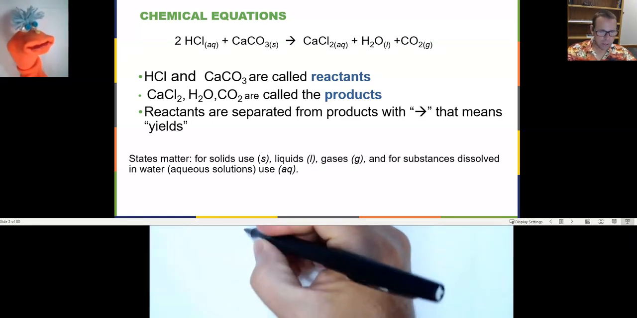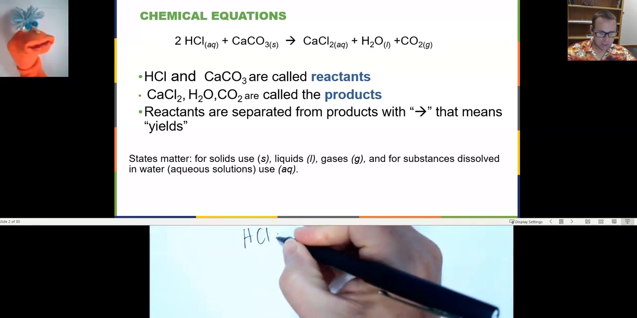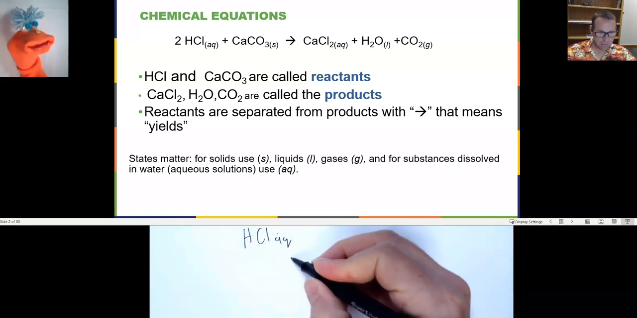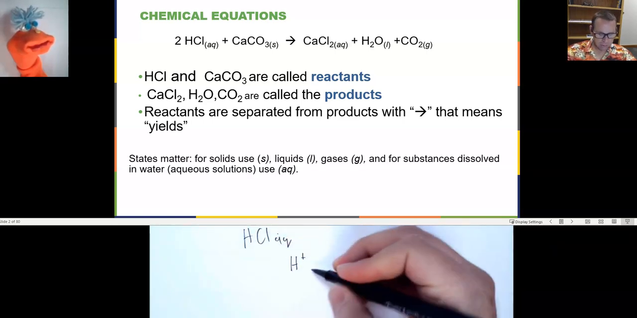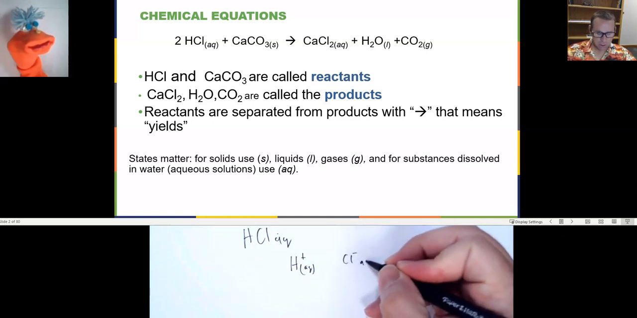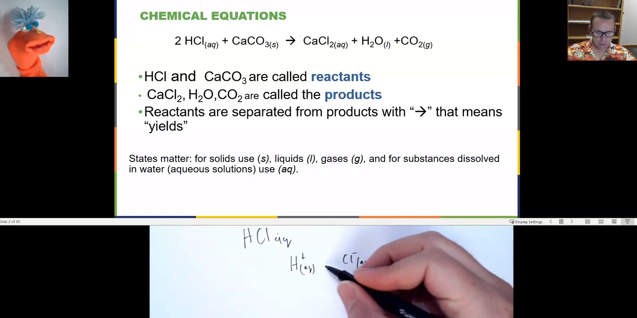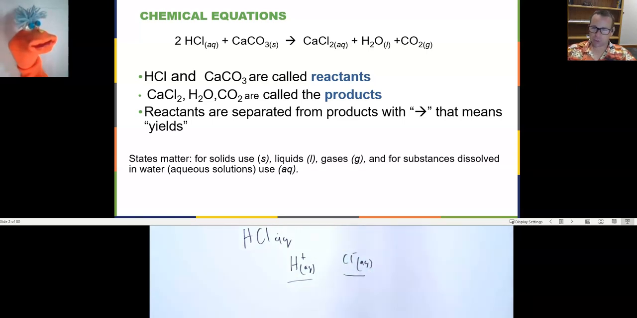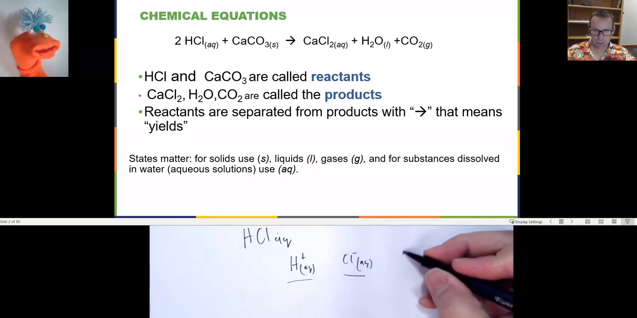Very good. So HCl, if it says aqueous, what that means is I have the hydrogen ion, which is aqueous, and the chloride ion, which is aqueous. All right, and they're separate from each other in something that's a strong acid, because again, strength of acids is an indication of the degree to which they separate.